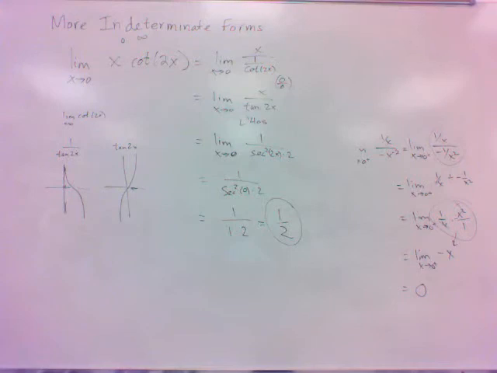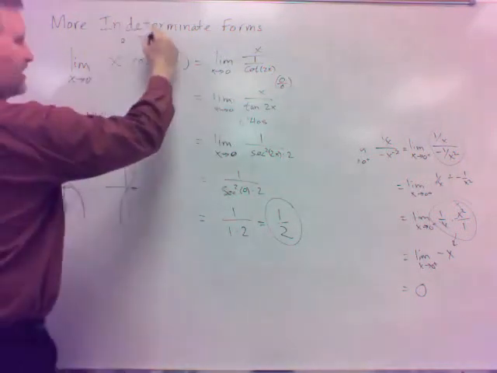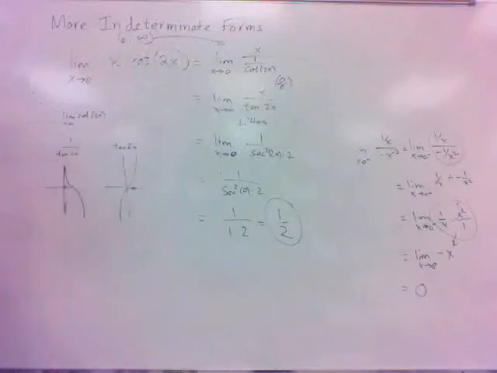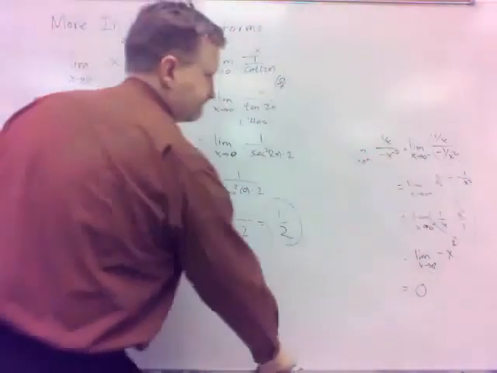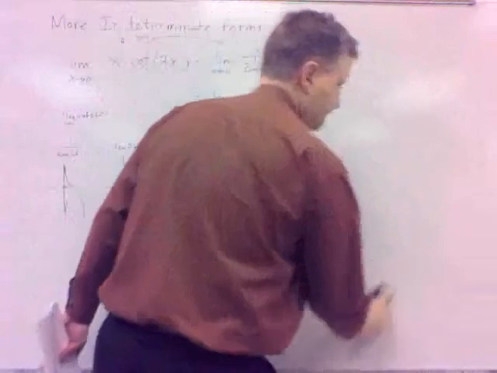Okay. All right, so that's one thing. That's the trick. If you've got 0 times infinity, that's what you have to do. You have to do the f over 1 over g thing, or vice versa. Okay?